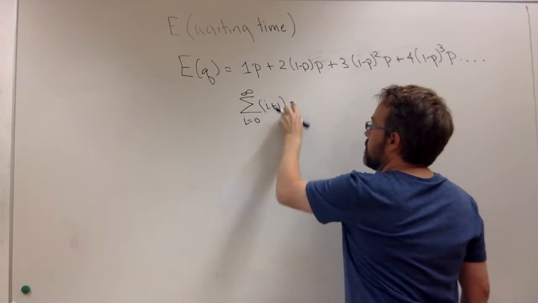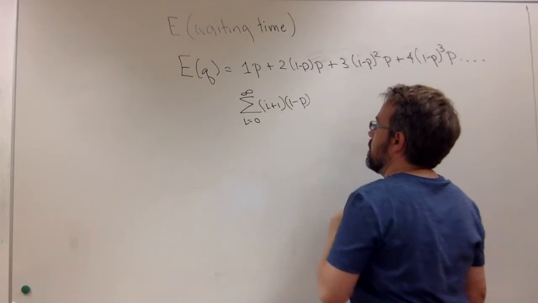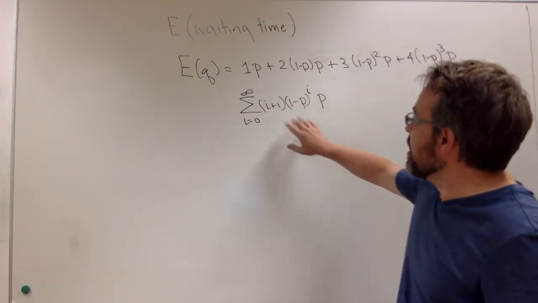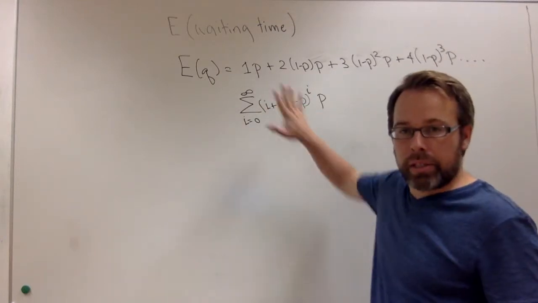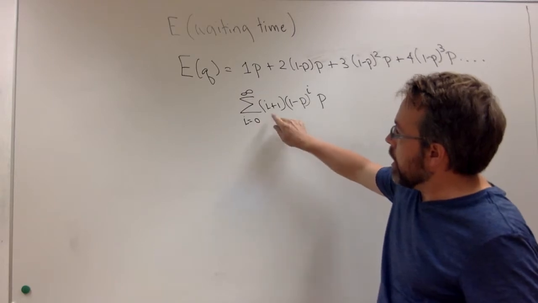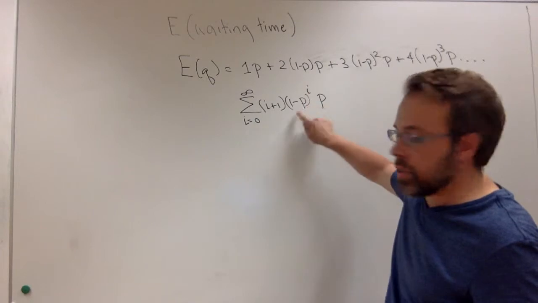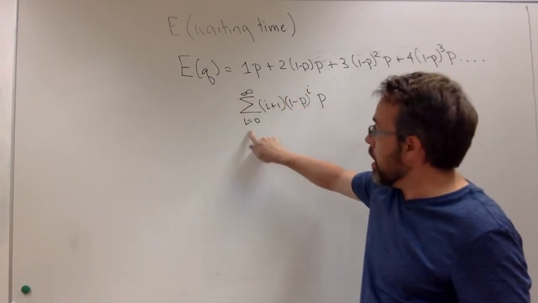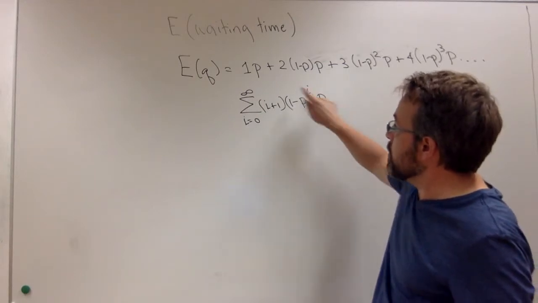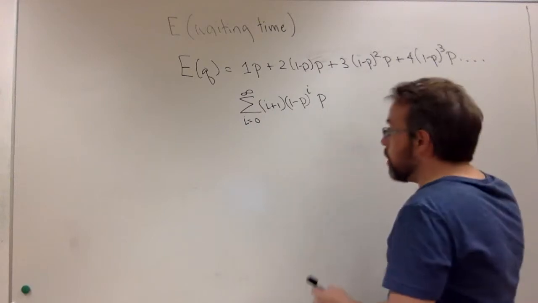I'm sorry. Times 1 minus p to the I times p. Sorry about that. Okay, so that would be one way to write this value, right? Let's make sure it works. So for when I is 0, we would get 0 plus 1, 1 times nothing, because it's to the 0, times p, 1p. When I is 1, we get 2 times 1 minus p to the 1 times p, which is what we get here, and so forth. So that would be one way to write it.